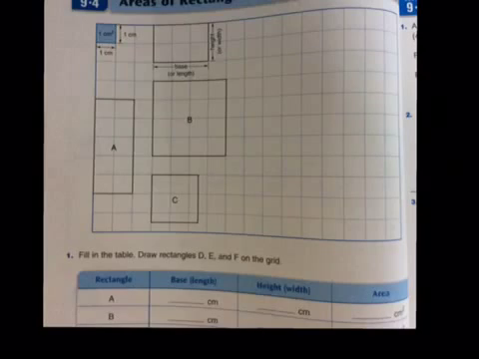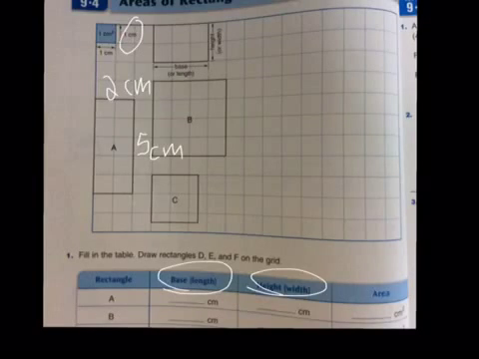For square A, we see that we have a length of 1, 2, 3, 4, 5, and our unit is centimeters. So we have a length of 5 and a width of 2. Okay, centimeters. So go ahead and fill in that information. Here they're calling it base, and here they're calling it height, which is the same as length times width. I've explained this before in class.